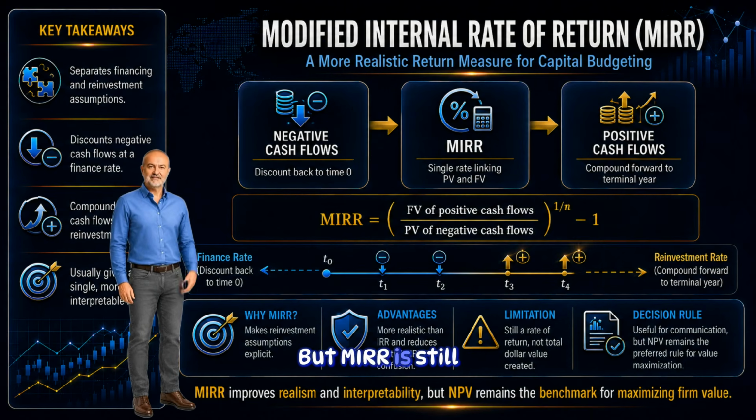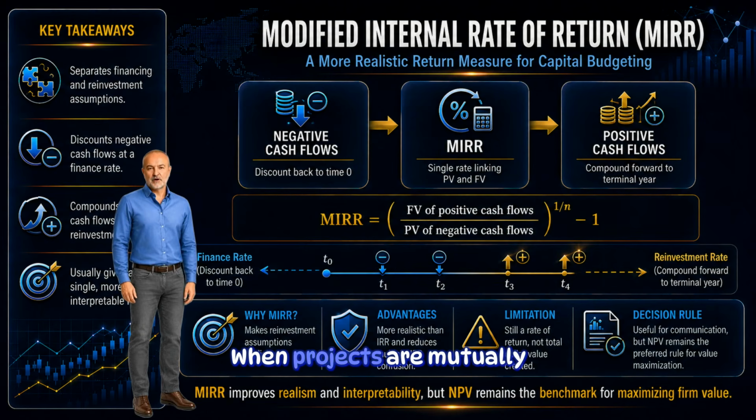But MIRR is still not a replacement for NPV. MIRR remains a rate of return. It does not measure the total dollar value created by the project. When projects are mutually exclusive and the objective is value maximization, NPV remains the preferred rule.